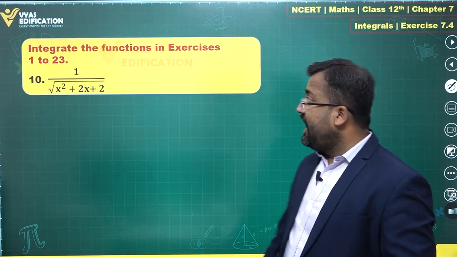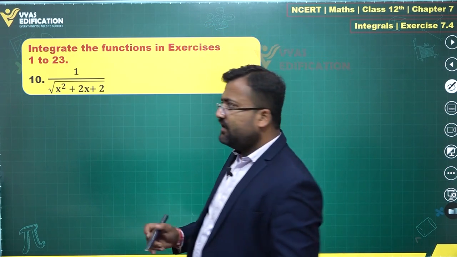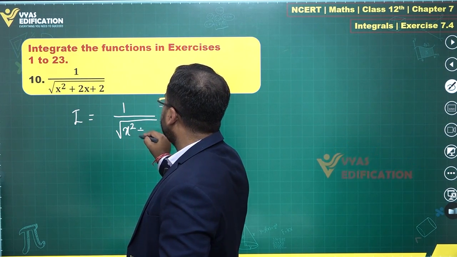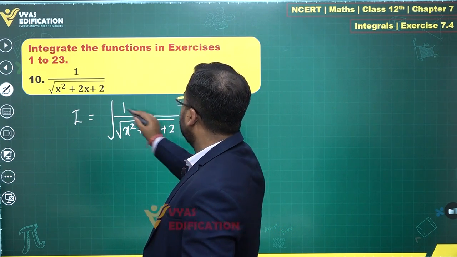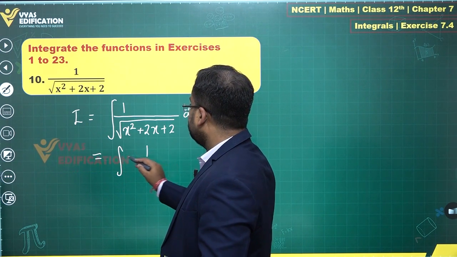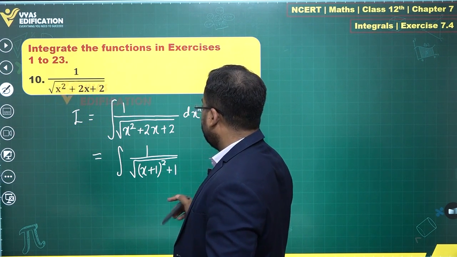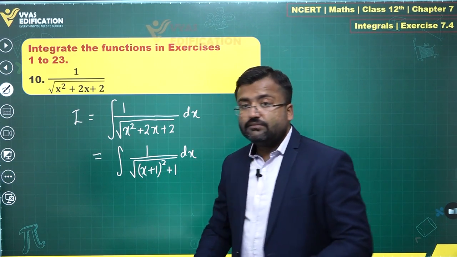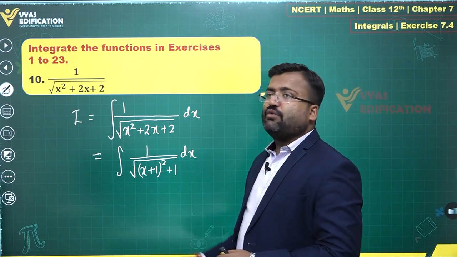The 10th question says we have 1 upon root quadratic again, and that quadratic can be written as a perfect square. Write it as a perfect square first of all. 1 upon under root of x square plus 2x plus 2. Okay, integral of this with respect to x. This is what you are interested in. This is under root of x plus 1 square plus 1. Please observe, x square plus 2x plus 1 will be this, plus extra term 1 will be here. This can be written as this. Once we write this as this, we have x square plus a square form, right?